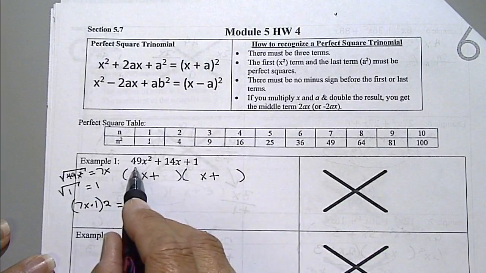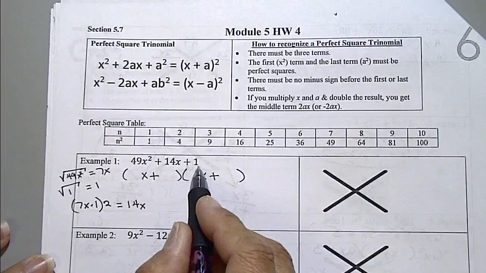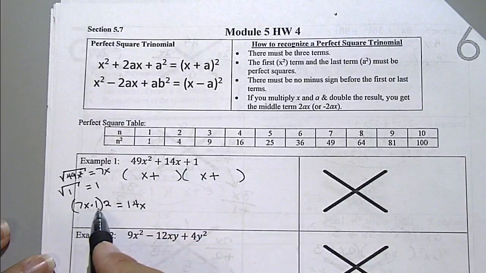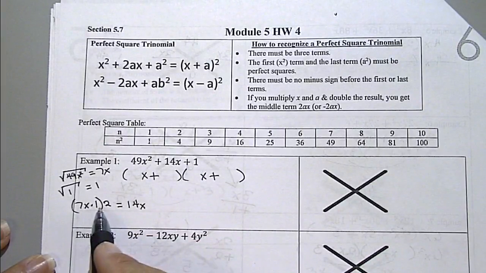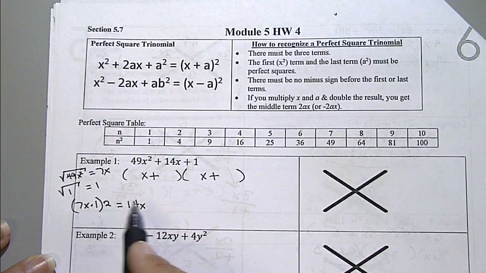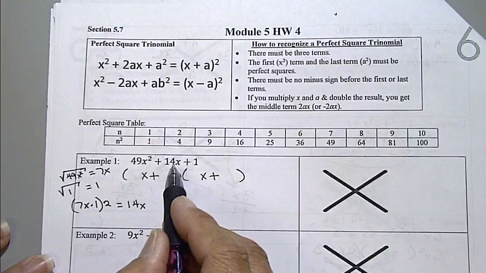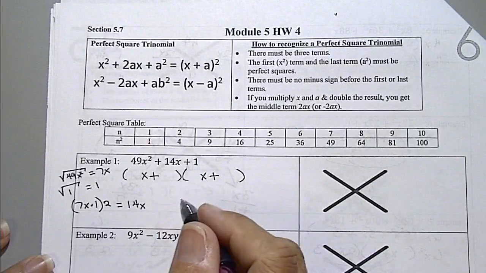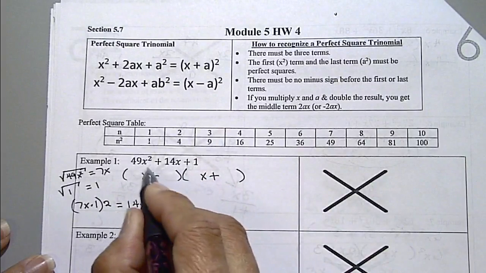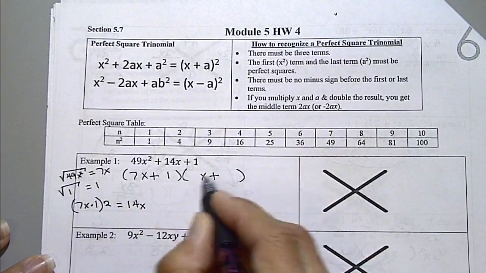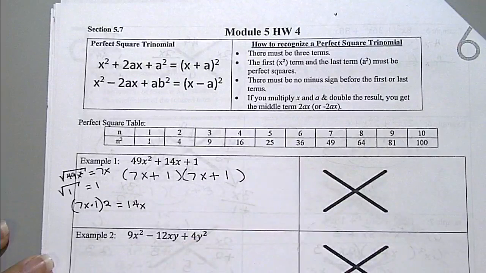Take the square root of the first one, take the square root of the last one, multiply those square roots together, and then multiply them times 2. In other words, double them. Multiply them together, double them. If that equals your center term, your B term, you have a perfect square trinomial. How do you factor that? Well, it's really easy. It's always going to be the square root of the first one, square root of the second one. They're going to be identical.